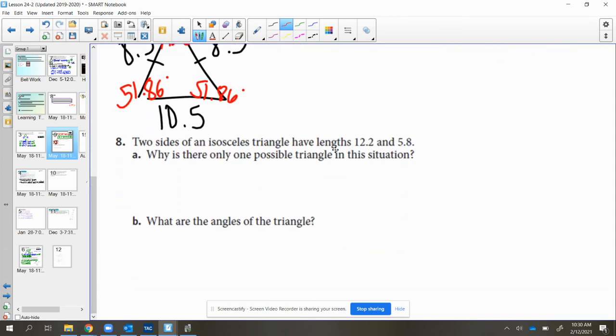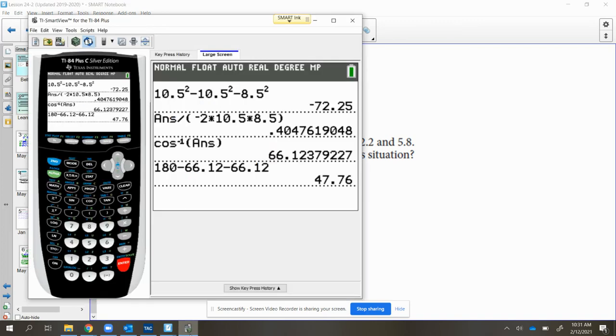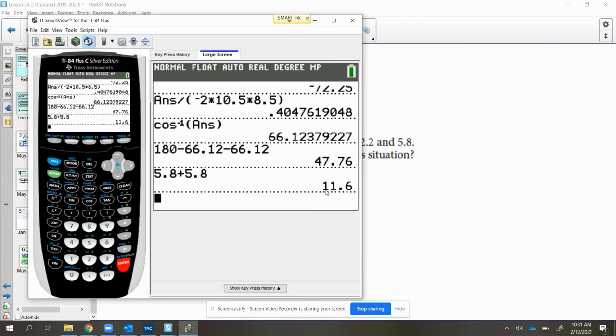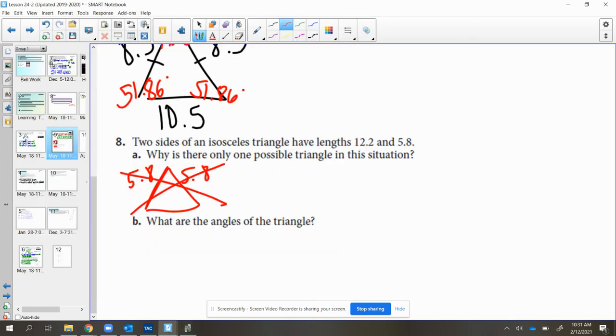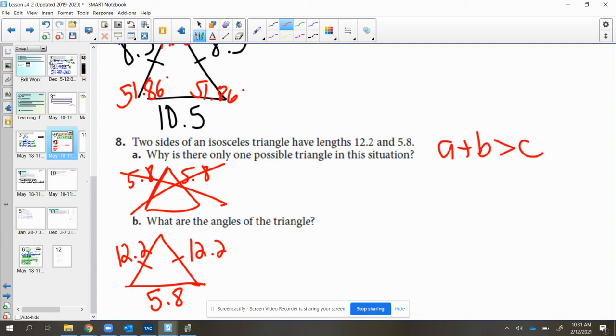If they told us about a different isosceles triangle, there's only actually one possible way to write this. And the reason that you would have to write it as 12, if you tried to do these as 5.8 and 5.8, 5.8 plus 5.8 is not bigger than 12.2. And back from your geometry days, we know that the two smaller sides have to add up to be bigger than the third side, otherwise a triangle won't be formed. So that's not possible. The only way you could actually draw this triangle is that these would be the isosceles sides, and then 5.8 would be the base with the legs being that. Because otherwise it would not fit the triangle inequality theorem. Just as a side note.